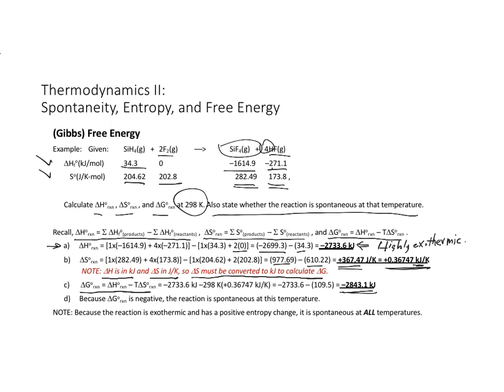2843.1 kilojoules. And because delta G is negative, the reaction is spontaneous at this temperature. And again, because this reaction is exothermic and has a positive entropy change, so that's negative and that's positive, this reaction is always spontaneous.